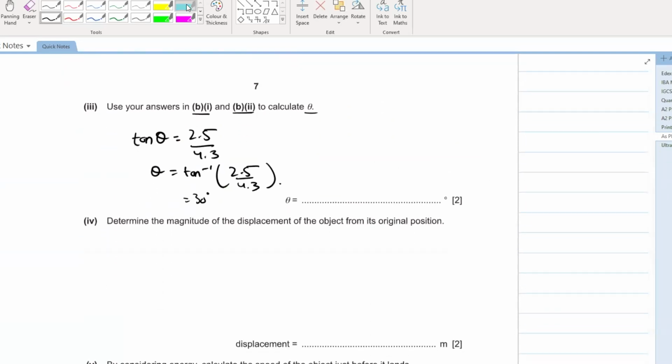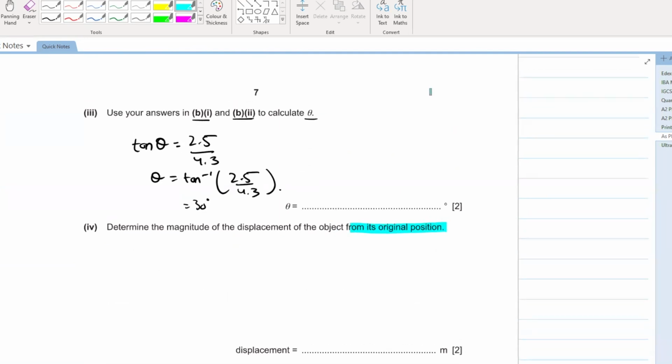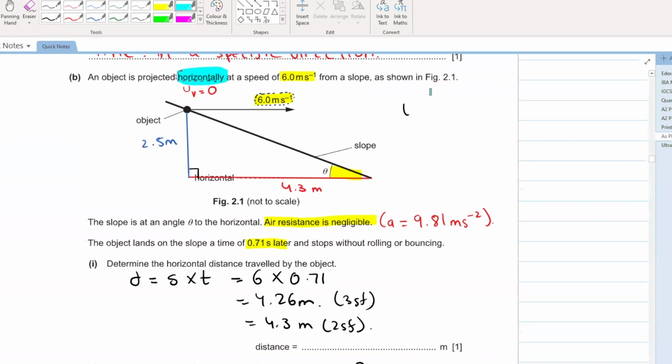Determine the magnitude of the displacement of the object from its original position. How are you going to determine the magnitude of the displacement? What is displacement? What have we studied? Displacement is the shortest distance between the final and the initial position. So what will be the shortest distance between the final position and the initial position here?